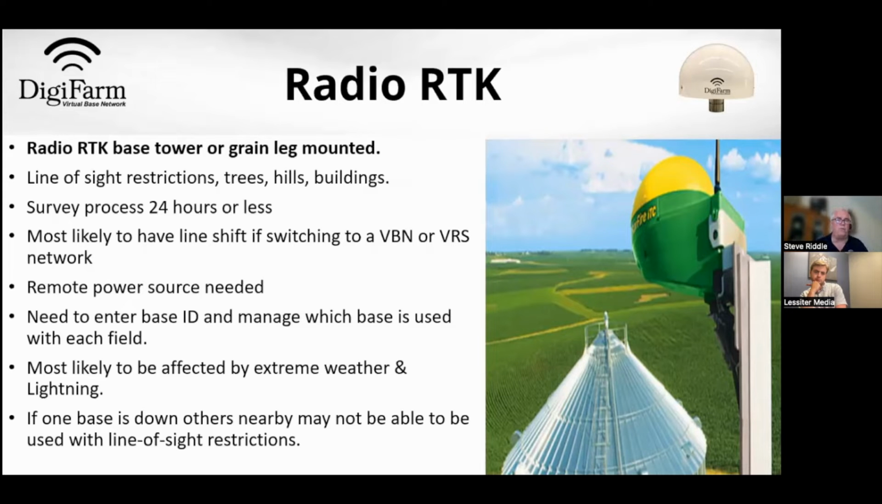This type is, because of being up on a grain leg or a tower, affected mostly by extreme weather and for sure lightning strikes. The problem that occurs is if one radio base is down, others that may be 16, 18, 20 miles away, you may not be able to pick that up and use that because of the line of sight restrictions.